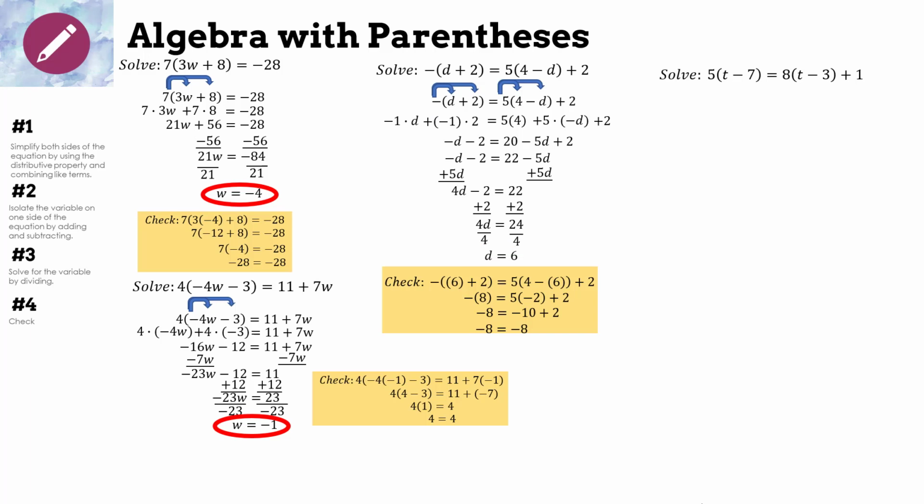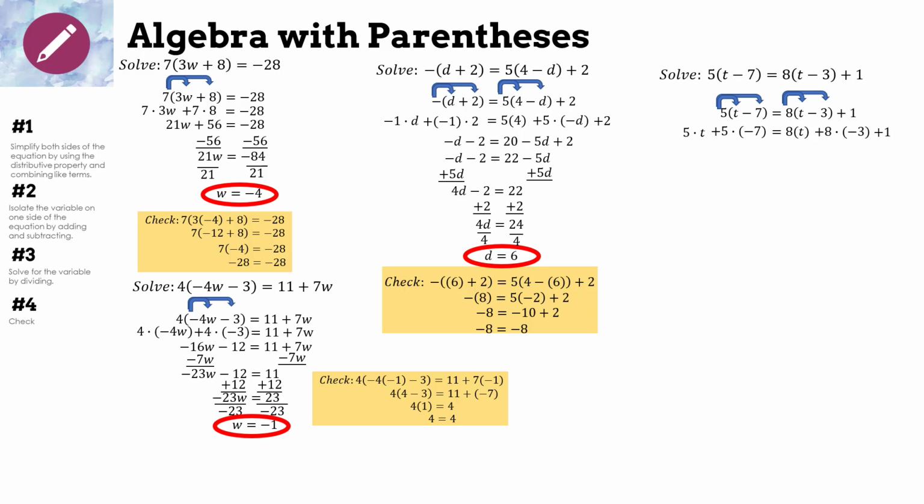Let's look at the last one. We're going to solve 5 times (t minus 7) equals 8 times (t minus 3) plus 1. We're going to use the distributive property on the left side and the right side. So first, we're going to take 5 times t plus 5 times negative 7 equals 8 times t plus 8 times negative 3 plus 1. Now I didn't take 8 times 1 because 1 is not in the parentheses.